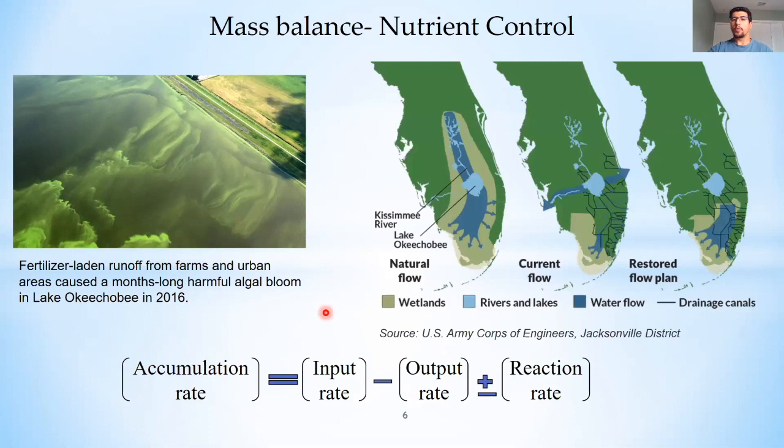In order to prevent this, to minimize this, there is a project from the U.S. Army Corps of Engineers. As you can see, we have some input here, and then we have some outputs all the way. So this is an example of the mass balance.